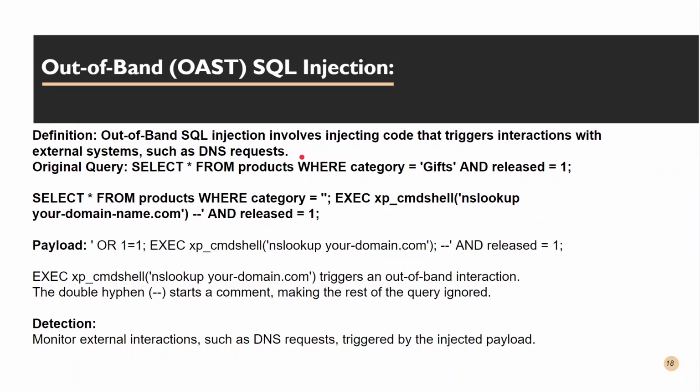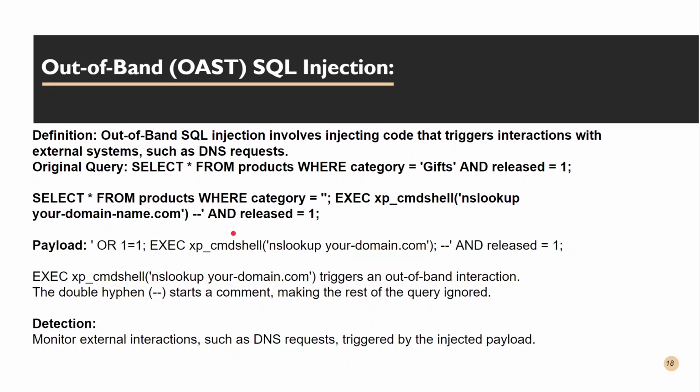So now let's talk about the last type of SQL injection, which is the out-of-band SQL injection. And this type of SQL injection involves injecting code that triggers interaction with external systems such as DNS requests. Now let's take a look at a very typical example of a simple query which just selects everything from product where category equals to gift and release equals to 1. Now we could have two different types of payload. So this is the first payload here and this is the second payload.